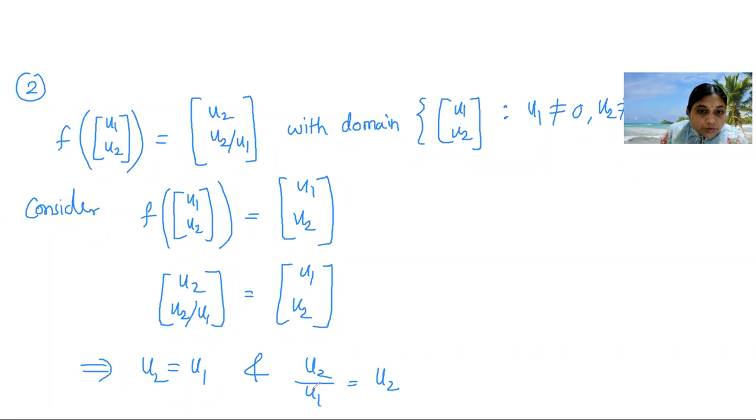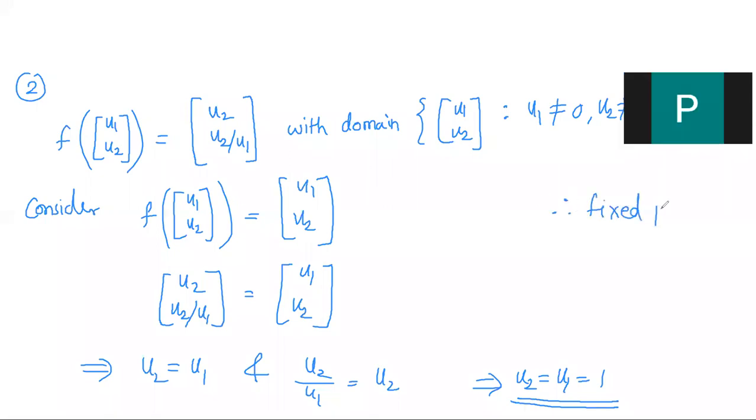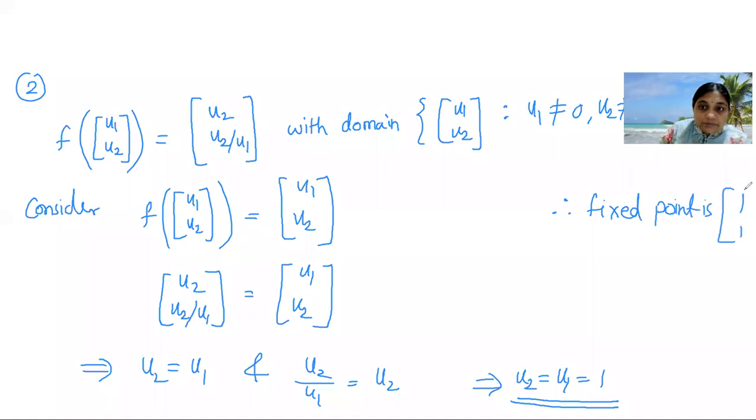So what should be my value? 1. This implies u1 is equal to u2 must be equal to 1. Is it right? Therefore, the fixed point is (1, 1). Okay, this is the only fixed point for this f. We'll take another example, the third example.